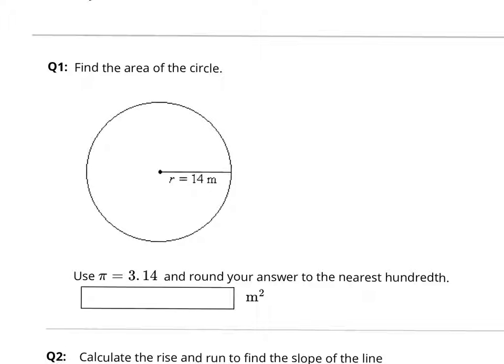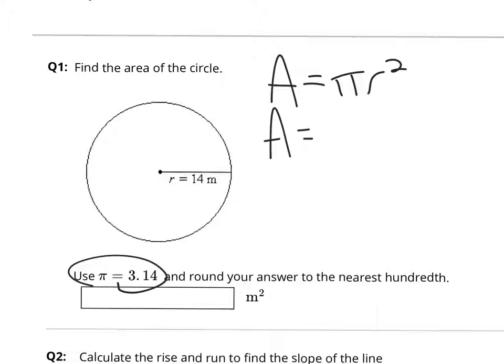We look at your virtual day number 2 assignment. First question, they're asking you to find the area of a circle. So we look at our reference sheet. Area of a circle, it's pi r squared. They want us to use 3.14 for pi. We can see from the picture the radius is 14.